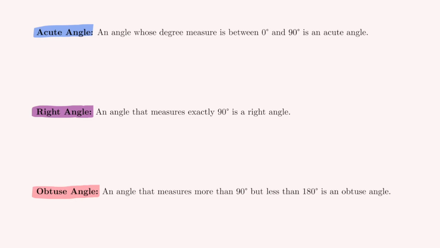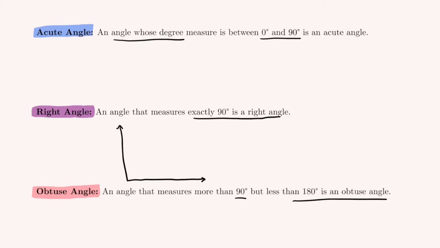So the definition of our first one, an acute angle, is an angle whose degree measures between 0 degrees and 90 degrees. A right angle is an angle that measures exactly 90 degrees. And an obtuse angle is an angle that is more than 90 but less than 180. Now let's describe the right angle in a picture format, and then after that I'll have a few angles listed and you try to classify whether they're obtuse or acute.